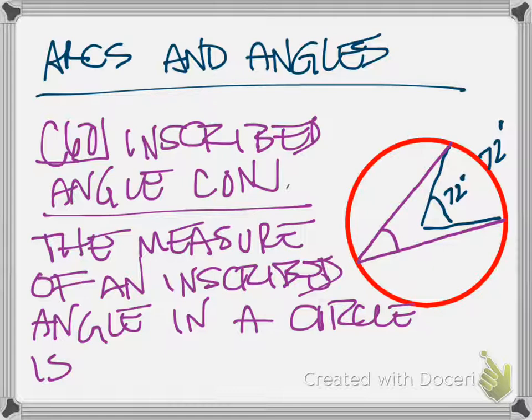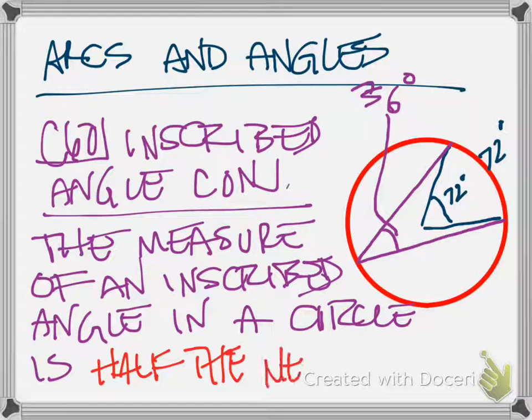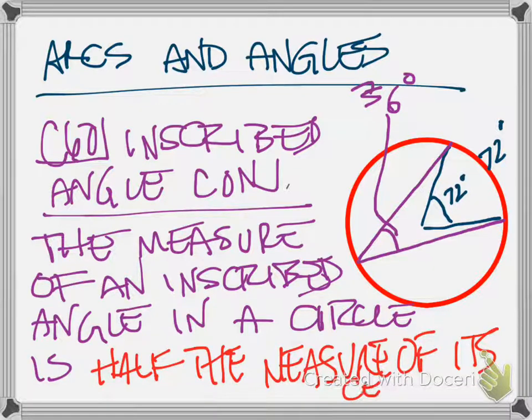And this inscribed angle has a measure that is half the measure of the central angle. So the measure of this angle is going to be, what's 72 divided by 2, 36 degrees. That's a well-written 36 degrees. So the inscribed angle is half the measure of its central angle. And I'm going to put this in here. Okay? So that's the first conjecture.